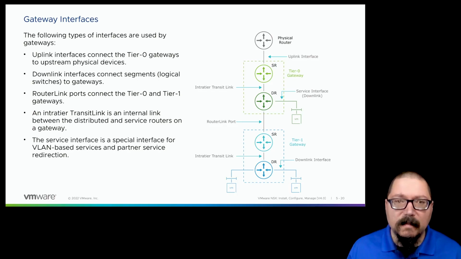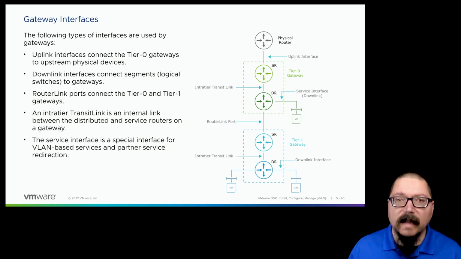We've got another type of interface called a service interface. A service interface is typically used to connect a Tier 0 or a Tier 1 gateway to a VLAN interface or a VLAN network. So a downlink is used for overlay networks, and service interfaces are typically used for VLAN networks. We've got a connection from the DR to the SR. Those are two different components, but we're not using anything proprietary to move packets between the DR and the SR components. We have an intra-tier transit link that we're going to create.